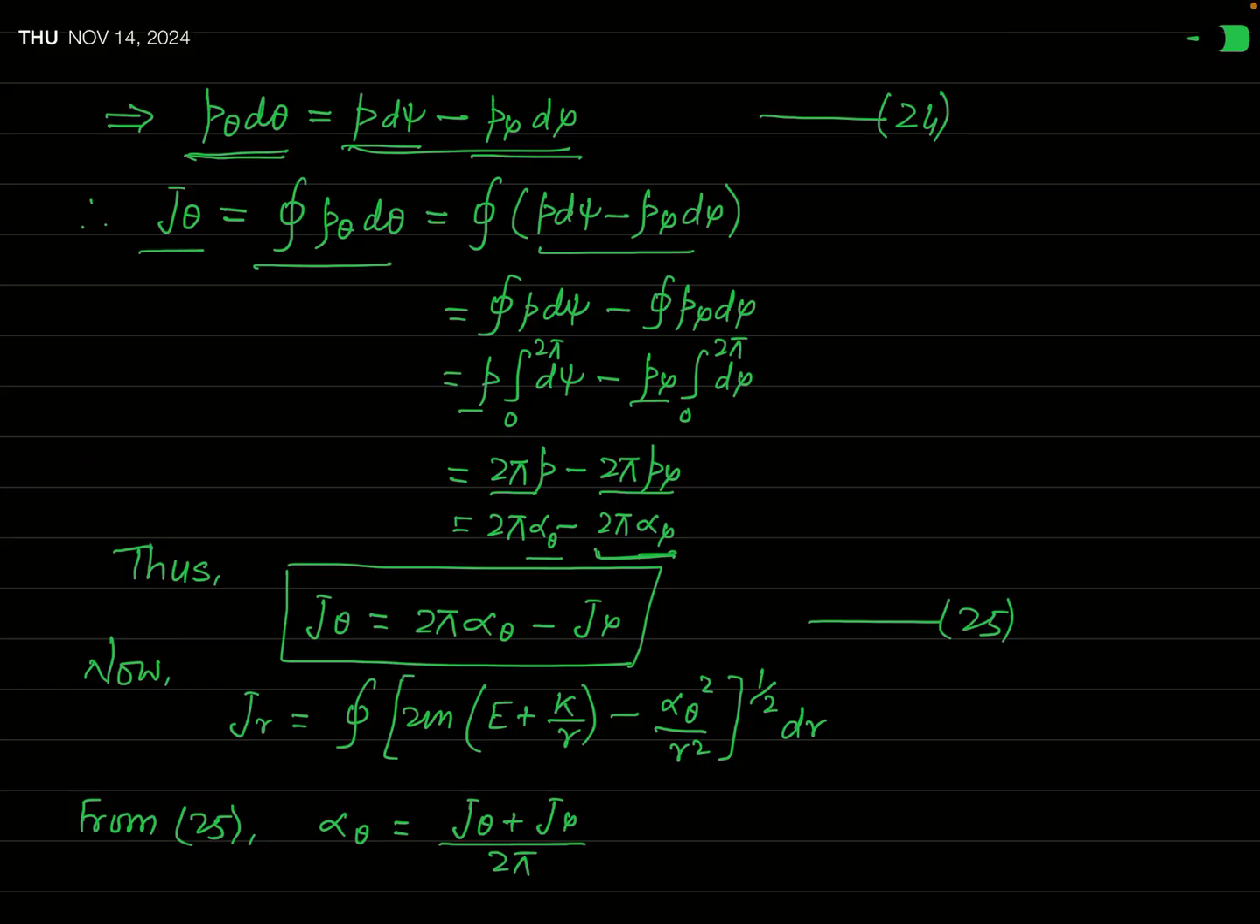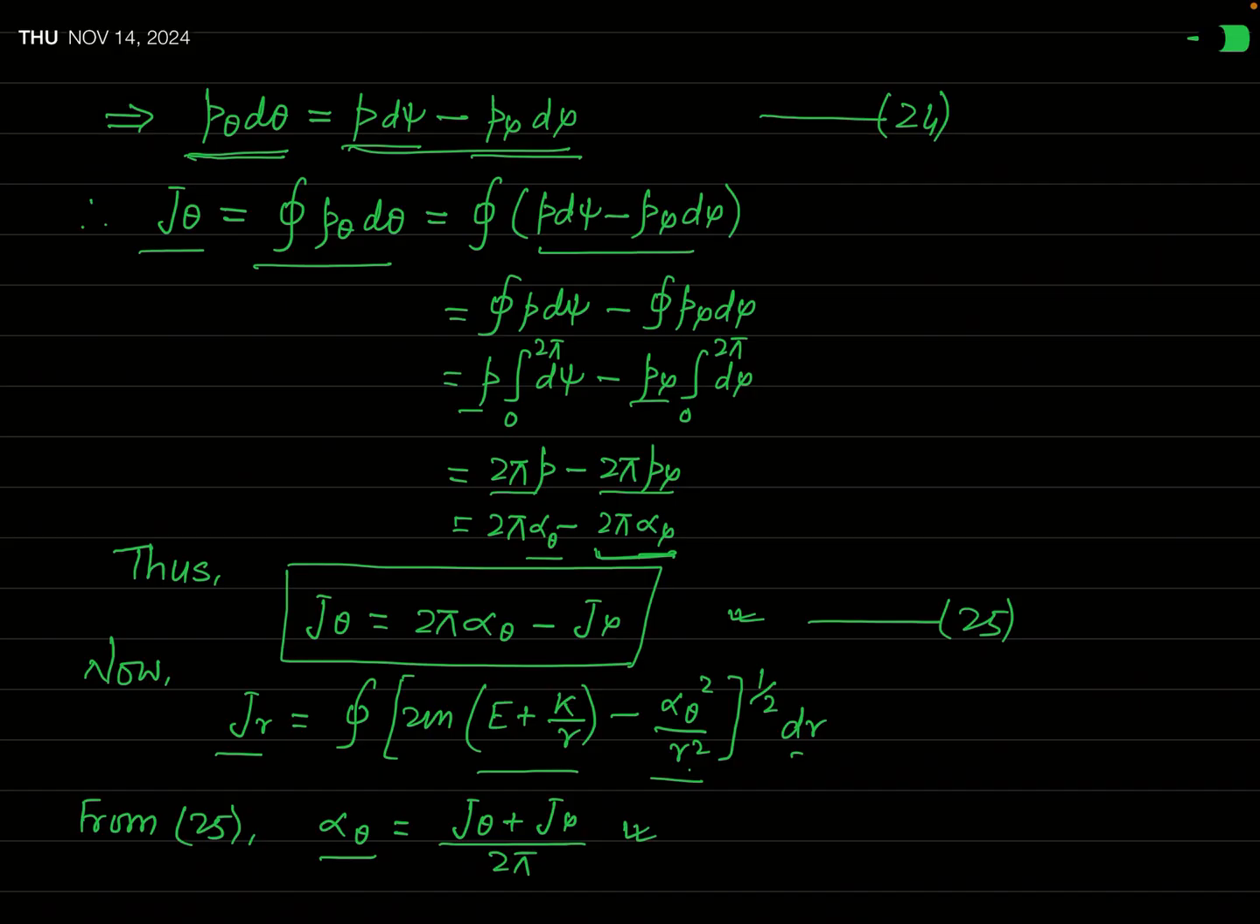Now finally we will obtain the action variable j r, and for obtaining this you have seen earlier that j r is given by the integral for a complete cycle of the square root of 2m times E plus k over r minus alpha theta squared over r squared, dr. But see this equation number 25. From here you can find the value of alpha theta. You can see this 2 pi alpha theta will be j theta plus j phi, and therefore alpha theta will be j theta plus j phi over 2 pi.